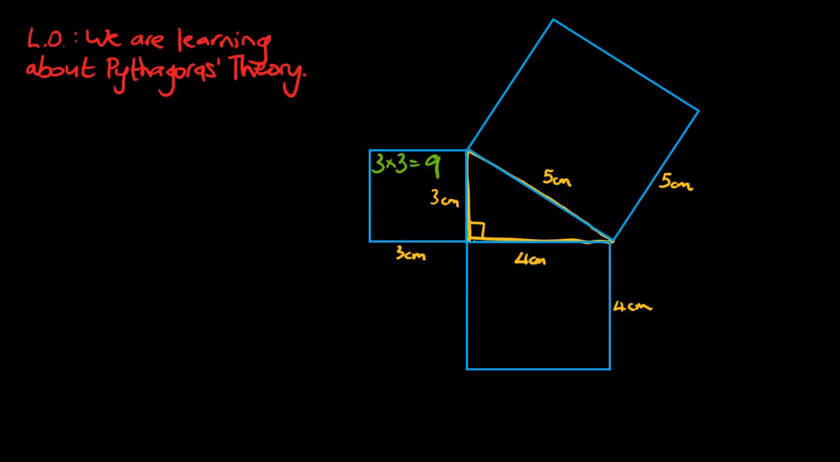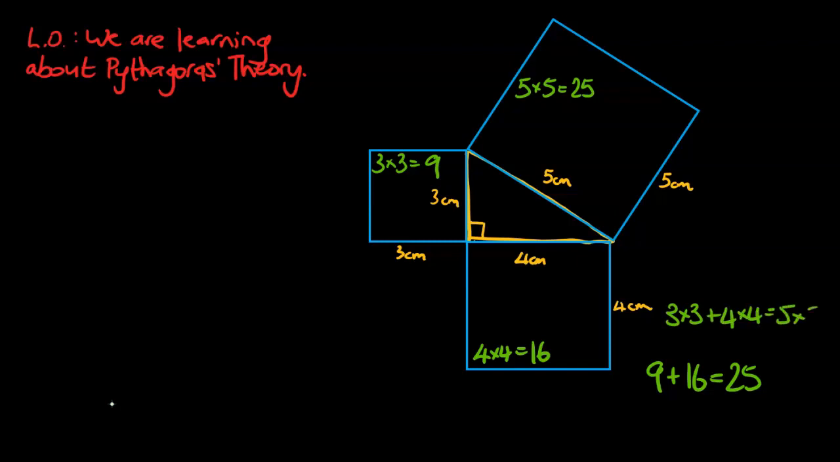Which comes to 9. The square down the bottom, well, that's 4 times 4. And that came to 16. And up the top, he did 5 times 5, which came to 25. So he started messing around with his squares and he realized something. 9 plus 16, that gets us to that 25 there. So he realized 9 plus 16 equals 25. Another way to put that was 3 times 3 plus 4 times 4 equals 5 times 5.